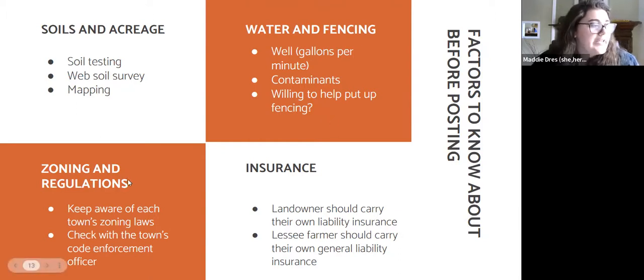Being aware of zoning and regulations. Make sure you're aware of your town's zoning laws, very important. And we have lots of resources on all of our websites that point to local zoning laws. And then insurance. We also recommend that landowners and the lessee carry their own liability insurance, just to make sure that if anything happens, if there's livestock involved, farming can be dangerous, if there are tractors involved, everything's covered if any issues arise.